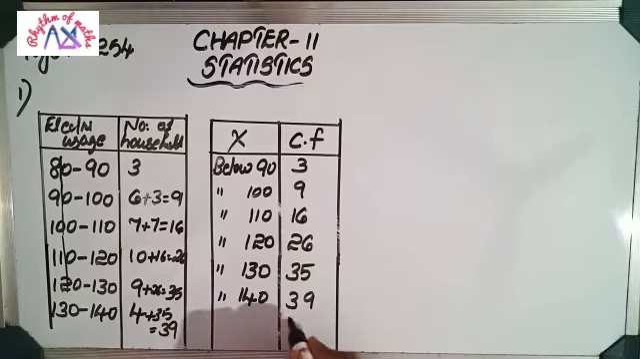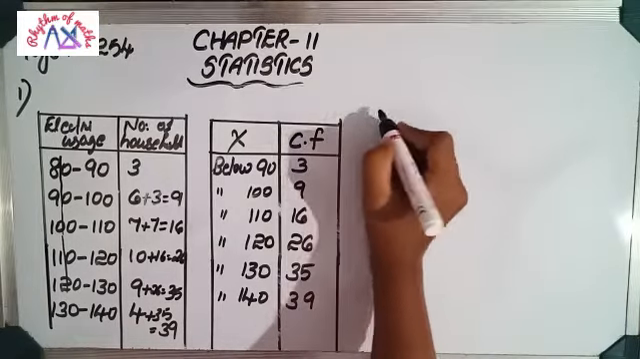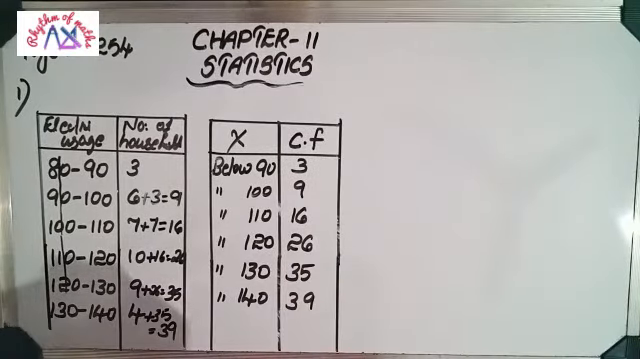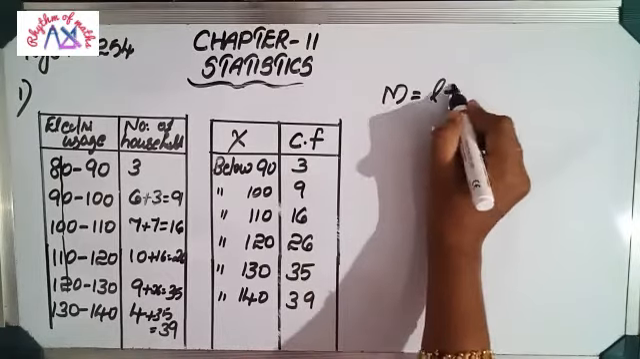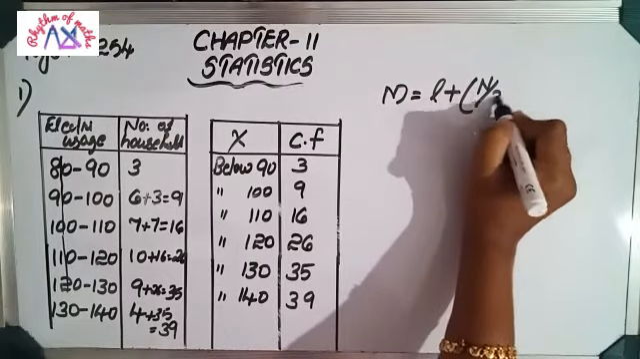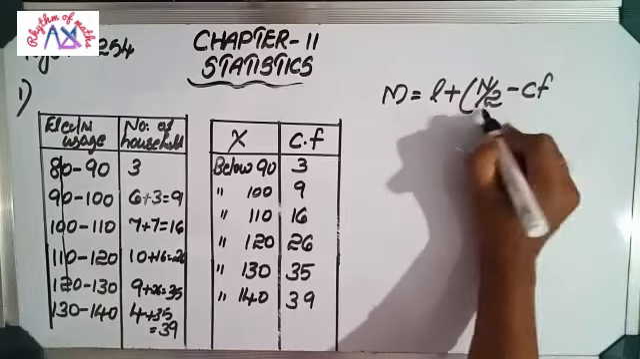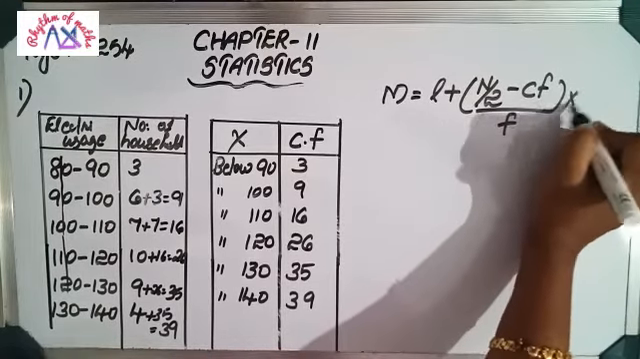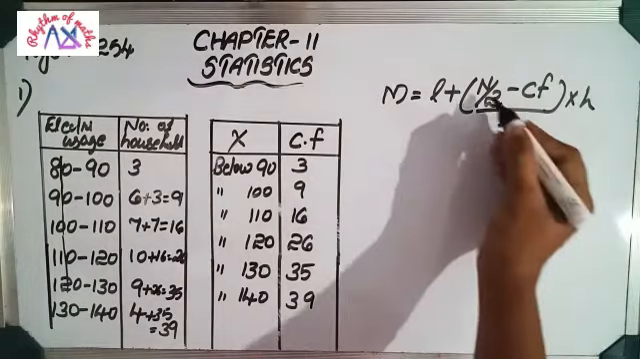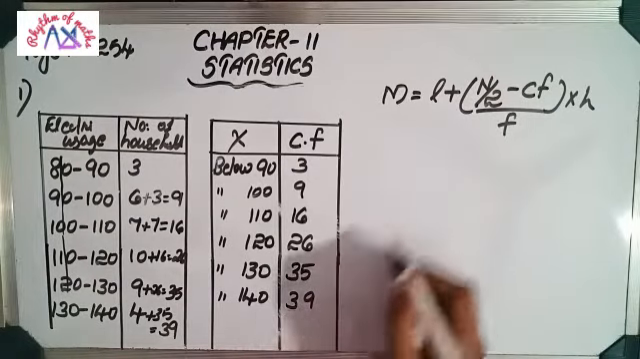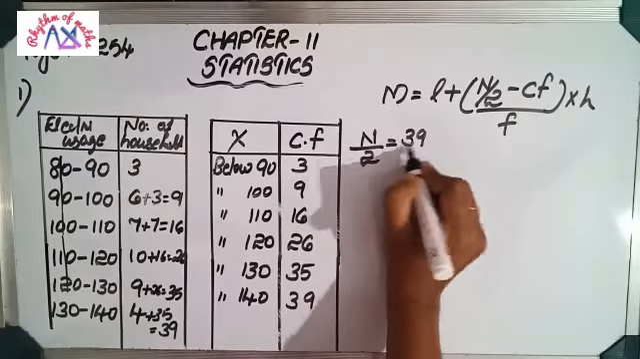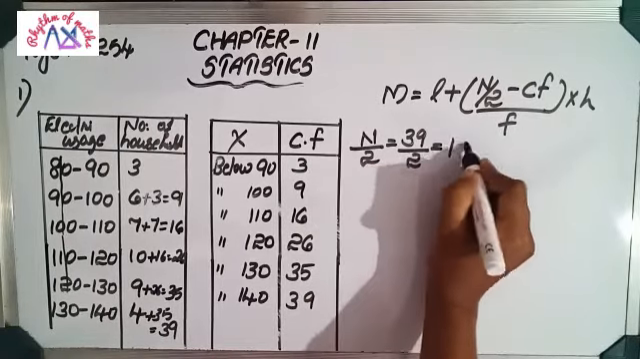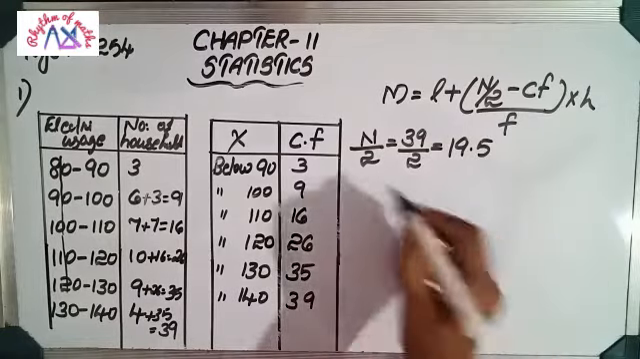Now last value is 39 here. Okay, so here in this case we have to write n by 2. Because what is the equation? Median equation is what? Median equal to L plus n by 2 minus CF by F into H. This is the equation. So n by 2 we need. So here n is 39. So n by 2 will be equal to 39 by 2, that is 19.5 is n by 2.